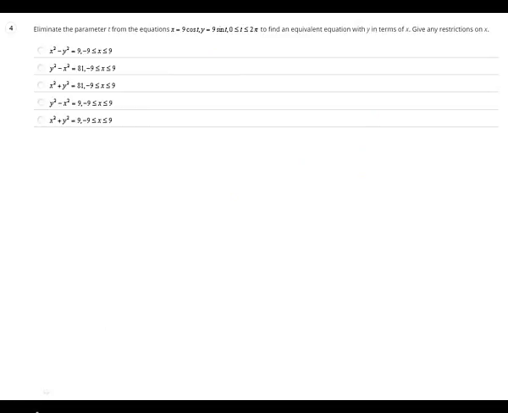All right, we have to eliminate the parameter on this one. It says we've got x equals cosine of t and y equals 9 sine of t, and it's between 0 and 2 pi. Don't we have a function that tells us that? 9 sine? Yeah, it's sine.